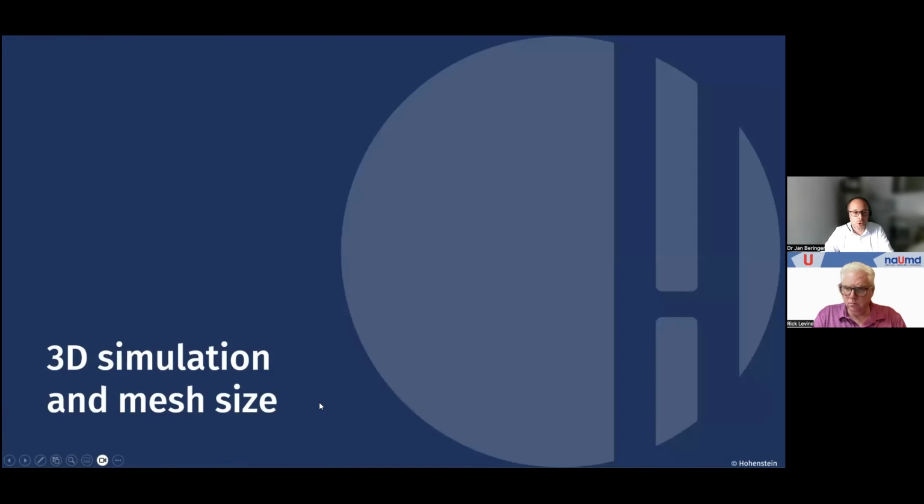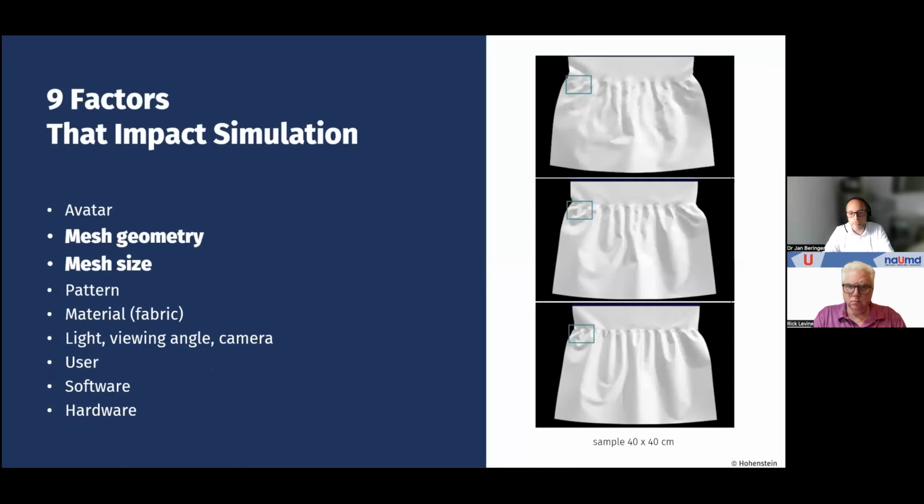Now getting into the topic, 3D simulation and mesh size. What is the connection between those two topics? For those of you who might be a little bit experienced in 3D garment design, we actually have 9 factors that impact the realistic appearance of a garment simulation. Of course, the avatar is very important. Today, we will focus on the mesh geometry and on the mesh size. So we actually have 2 factors in the mesh: the geometry and the size of the mesh.